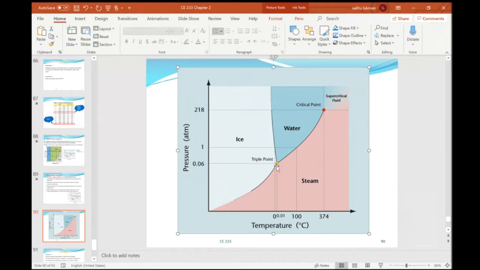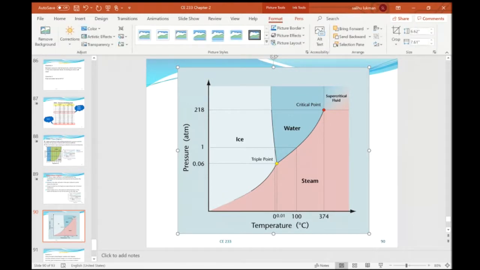And this is the triple point of water, in which at this pressure and temperature, water exists in all states: ice, liquid, so that is solid, liquid, and gas. Because steam is just vapor. And at 1 atmosphere, water boils at 100 degrees Celsius. That is the boiling point. And when you increase the temperature to 374, this is the critical point of water.